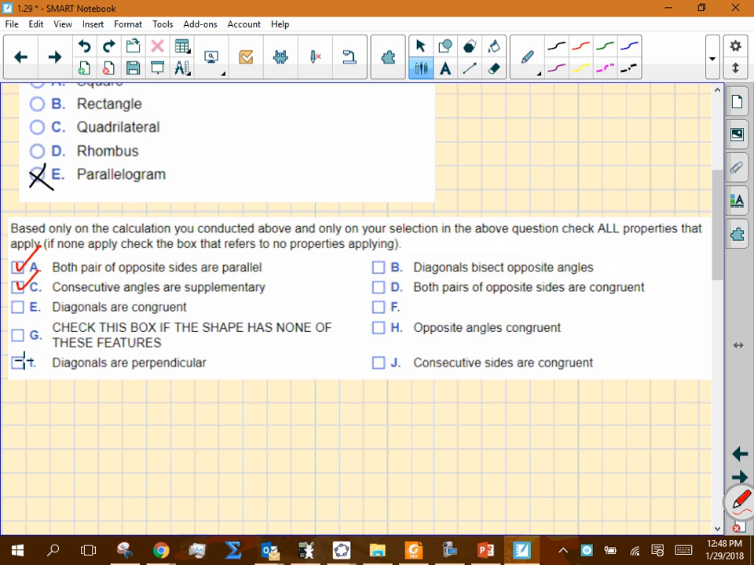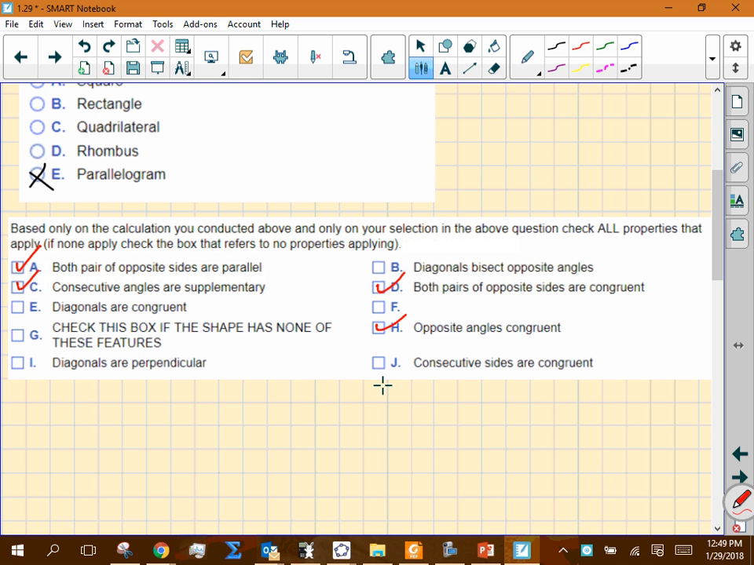Don't check that one. Are diagonals perpendicular in every single parallelogram? Nope. Are diagonals bisecting opposite angles in every single parallelogram? Nope. Only do that in squares and rhombuses, right? Are both pairs of opposite sides congruent in every parallelogram? Yep. Hopefully we didn't click F. Opposite angles congruent? Yep. Are consecutive sides congruent? No. Okay. So of the objects that I wrote down, those are the only ones you would check off, right?